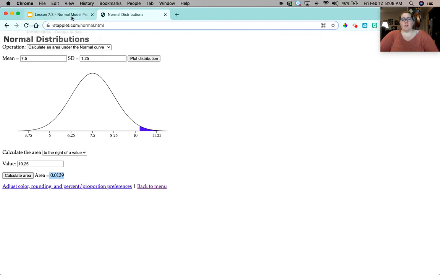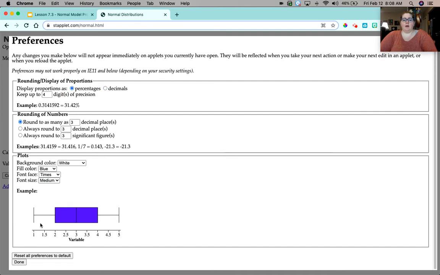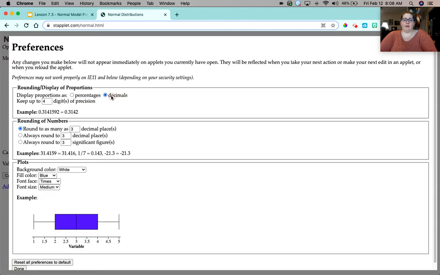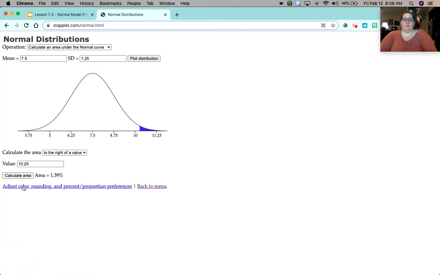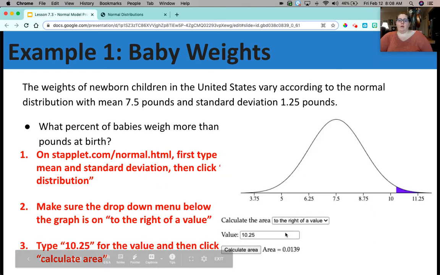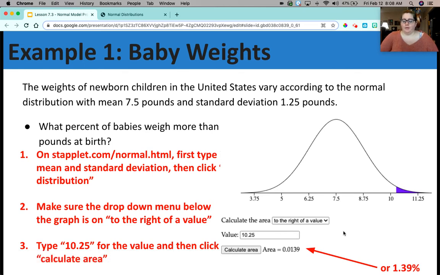Now this particular question asks for a percentage. So I could just take that number and multiply by 100 to make it a percentage. Or if I really wanted to, I could change my options to percentage and then click calculate area again, and it'll give it to me as a percentage. So it's totally up to you how you do that, but you can switch back and forth and change what you need. So when we do that, like I said, we get 0.0139 or 1.39%. So about 1.39% of babies weigh more than 10.25 pounds at birth.